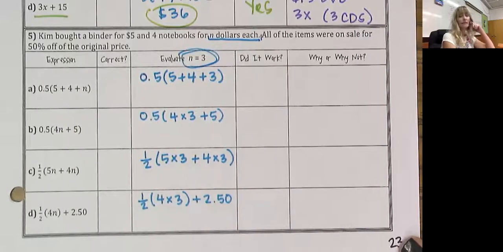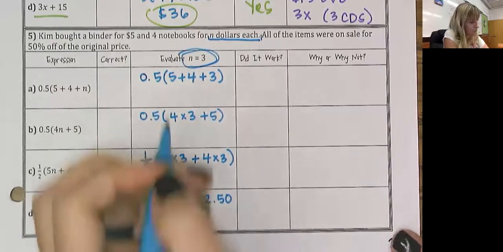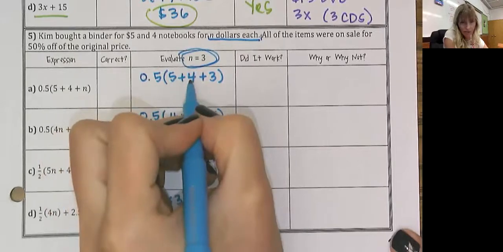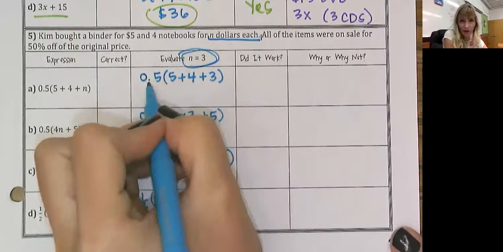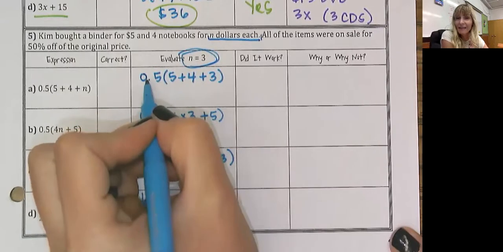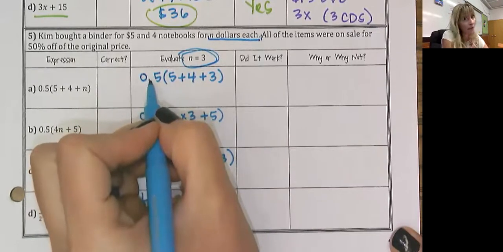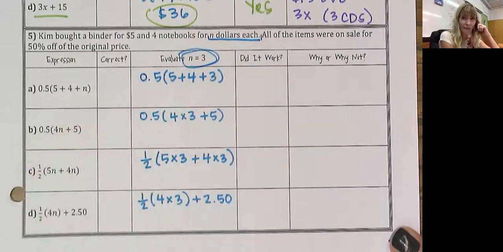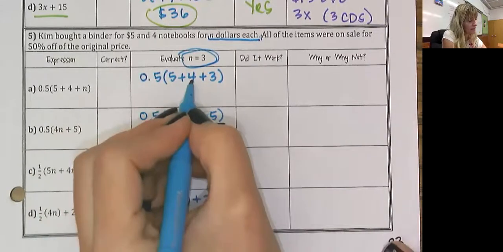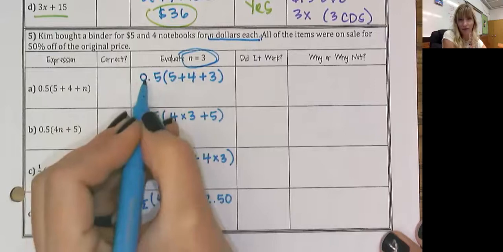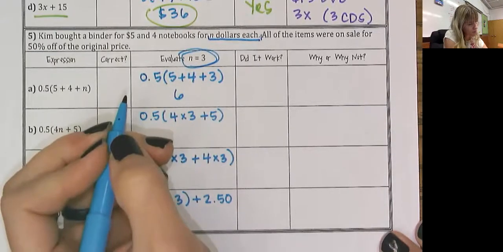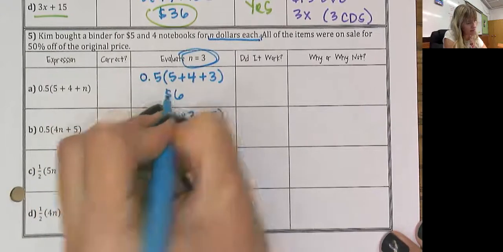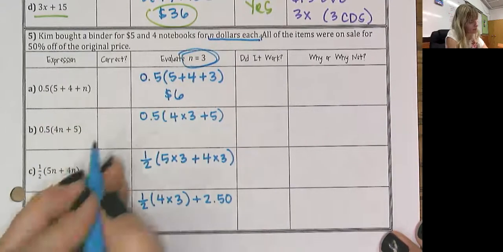All right. Now let's actually evaluate these. So I'm going to do parentheses first. 5 plus 4 is 9, and then 10, 11, 12. And what does this 0.5 do? It takes half of it, because 0.5, as we know by now, is equivalent to half. So if I have 12, and then I'm just going to do half of it, times by 0.5, half of 12 is 6. So $6, does that seem right? I don't know, let's keep going.